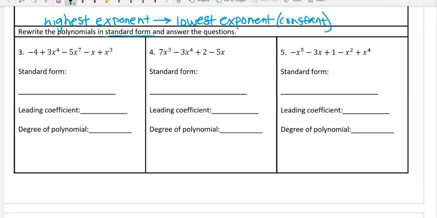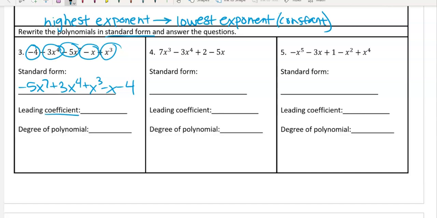All right, so for number 3, which one has the highest exponent? Well, that's going to be negative 5x to the 7. Next largest, we have plus 3x to the 4th. Then we have plus x to the third. Then we go on to minus x, and then lastly, minus 4. Our leading coefficient here, so we're looking for that number in front, is negative 5, and our degree is going to be the largest exponent, so 7.